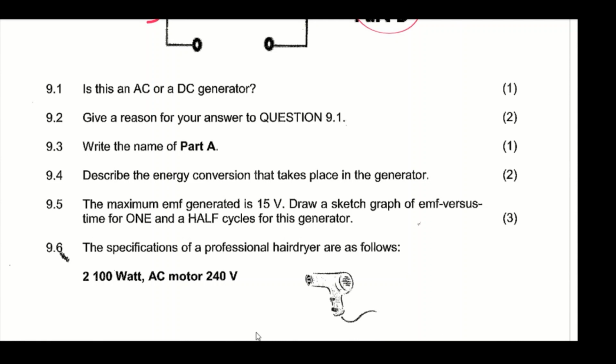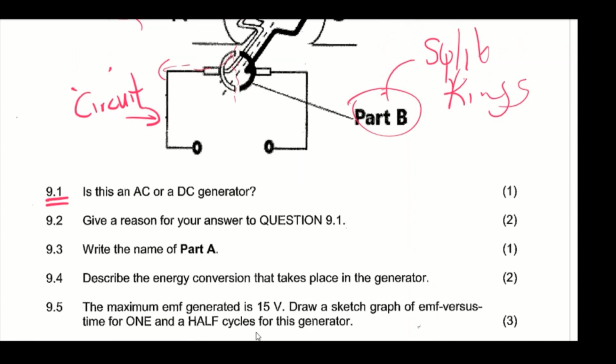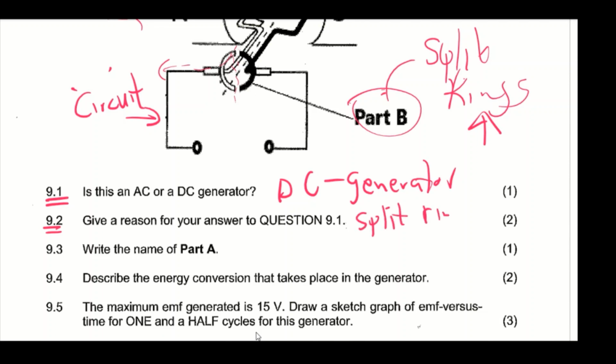So 9.1 says that we must identify whether this is an AC or a DC generator. So basically this is a DC generator, right? As I said, you need to be able to identify how you see a DC generator and how you see an AC generator. Then 9.2 says that we must give a reason for our answer. Basically, as I wrote here, I said split rings, so you can simply write split rings. So you see it by split rings, right? That's one of the reasons. There are more reasons to that.